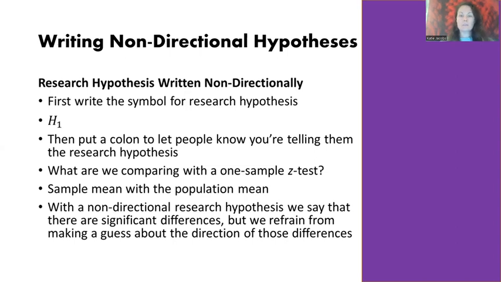So if you remember back to our description of the one sample z-test, what are we comparing? If you said that we're comparing the sample mean with the population mean, you're absolutely correct. Okay, so with non-directional hypotheses, we refrain from saying which one we think would be bigger, right? We don't want to say the sample mean will be bigger or the population mean will be bigger. We're just saying that we think that they're not the same. So here, with a non-directional research hypothesis, we say there are significant differences, but we refrain from making a guess about the direction of those differences.